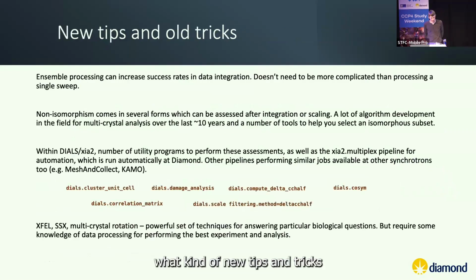So in terms of what are the new tips and old tricks, going back to the theme of this session, well, ensemble processing is a way to increase your success rate in data integration. It doesn't need to be much more complicated than processing a single sweep. There's different ways you can assess non-isomorphism. There's been quite a lot of algorithm development on this in the past 10 years, and now there's a number of different tools available to help you select your isomorphous subset. We have these utility programs within DIALS, but there's other programs available as well, and other pipelines being run at facilities to help you make these decisions. So we've got this now powerful set of multi-crystal techniques to answer particular biological questions, but it does require some knowledge of the data processing to perform the best experimental analysis.